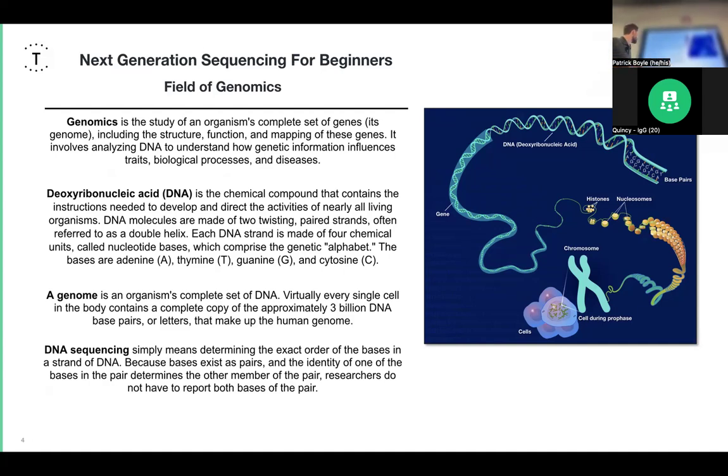And obviously, DNA sequencing is determining the exact order of the bases of a strand of DNA. And when you do the DNA sequencing, you're looking at single base resolution. So you can actually physically read the adenines, guanines, thymines, and cytosines.